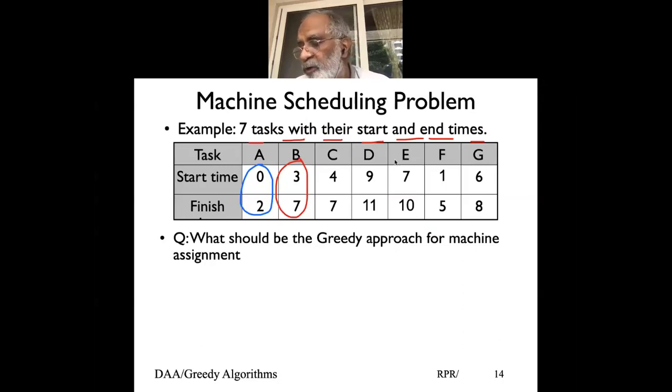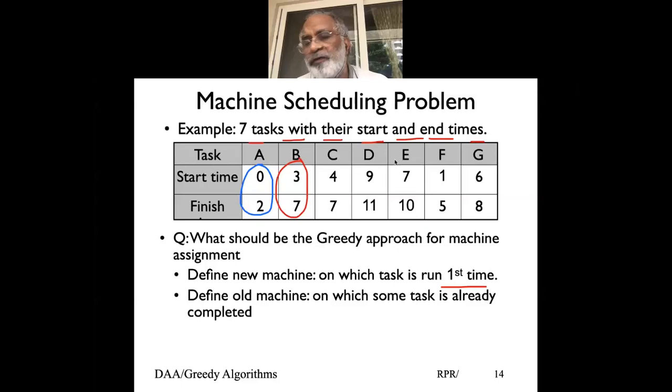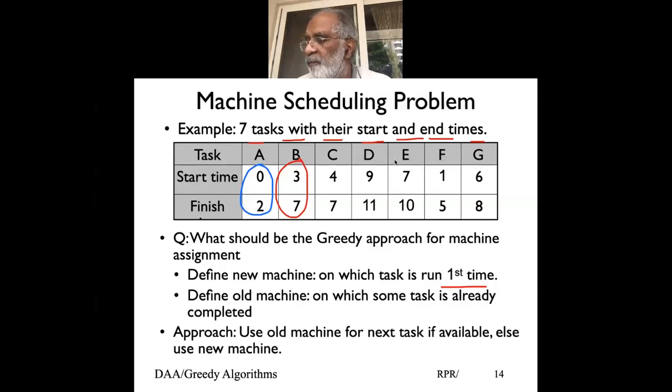So what should the greedy approach be? You pick up one task and schedule it. If a machine is available, use it. If no machines are available, take a new machine. The first time, you always take a new machine. When you get the second task, you check whether a machine is available and schedule it; if not, you take a new machine. The objective is to use old machines as much as possible, but you cannot use a machine that is already running. So let's look at how we approach it.